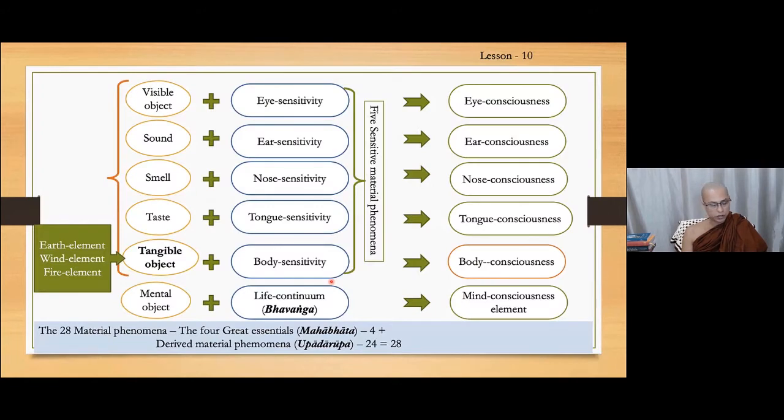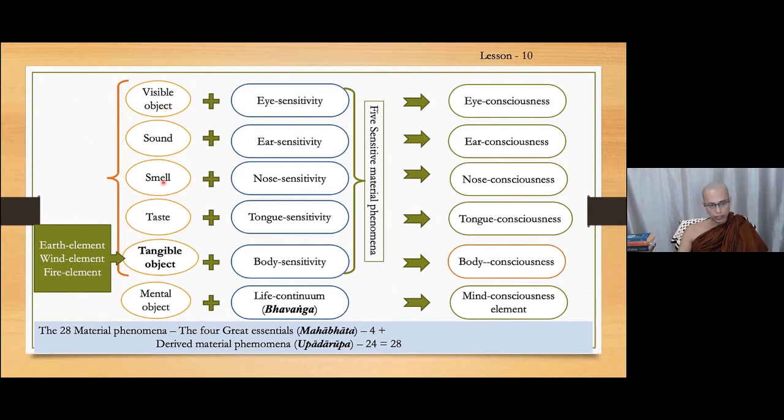Then let's continue with the hetu. Okay, before we go to the hetus, one thing to finish is to review the lesson 10 slides. In lesson 10, in these slides, we study how consciousness arises: eye consciousness, ear consciousness, nose consciousness, tongue consciousness, body consciousness, and mind-consciousness element. How they arise, we already studied.